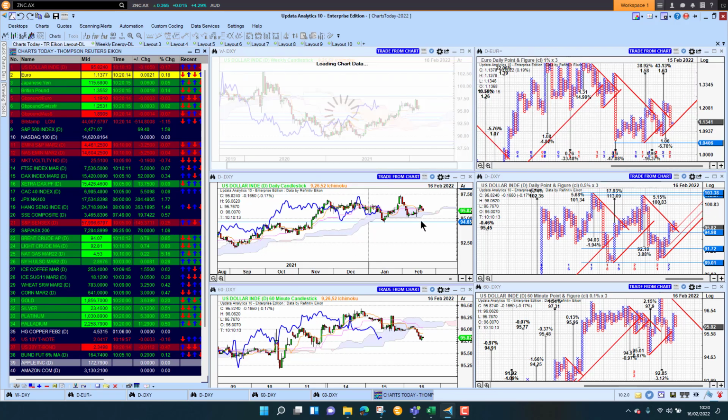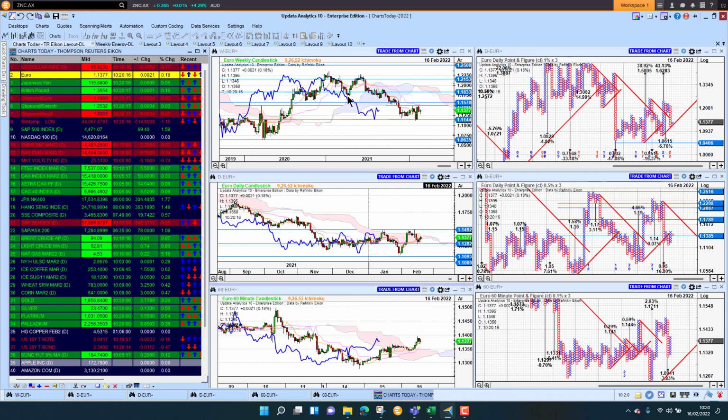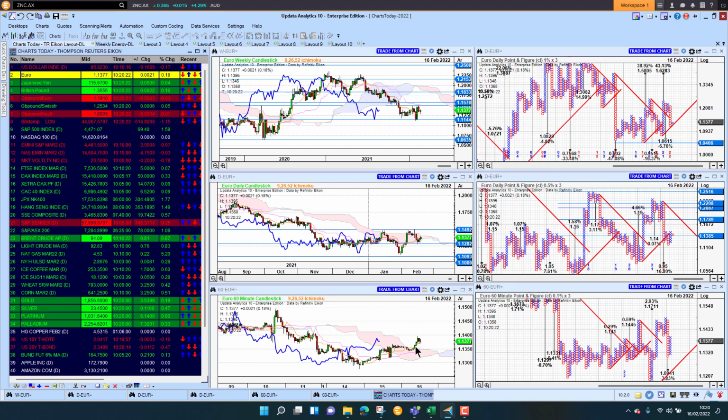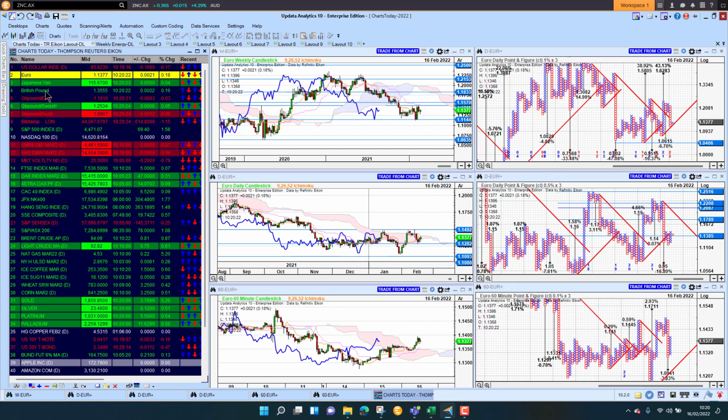That means the euro is weaker, still below the cloud here more clearly. And so we are bearish on all three timeframes. A little bit of a relief rally this morning, but not much.